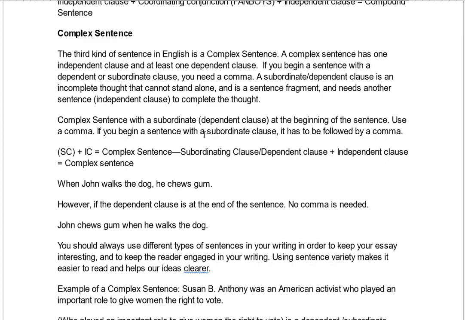So complex sentence, if the dependent clause, when John walks the dog, that is a dependent clause, cannot stand alone, begins the sentence, you need a comma. So when John walks the dog, comma, he chews gum. If the dependent clause, when he walks the dog, is at the end of the sentence, then you don't use any commas. So John chews gum when he walks the dog.